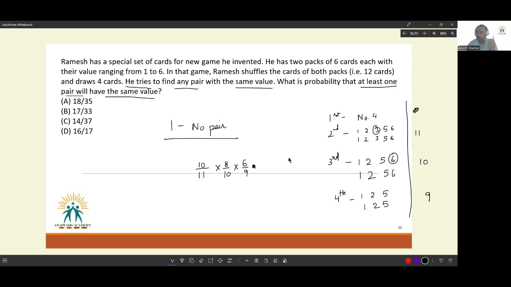But do I care about the order? No, I've picked them one after the other, so it doesn't really matter. So I can take care of this straight away. This will become 2, this will become 3. I get 16 by 33. This is the probability of no pair. If the probability of no pair is 16 by 33, then my final answer, which was 1 minus probability of no pair, will be 1 minus 16 by 33, which is equal to 17 by 33. Or option B is the right answer.